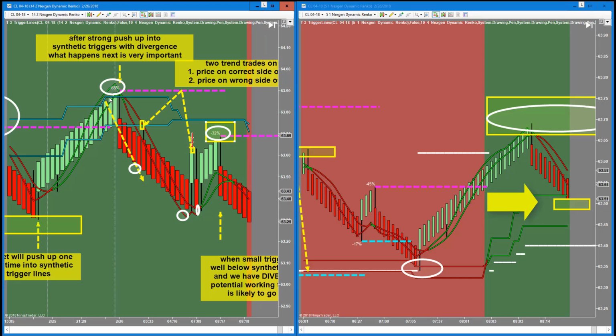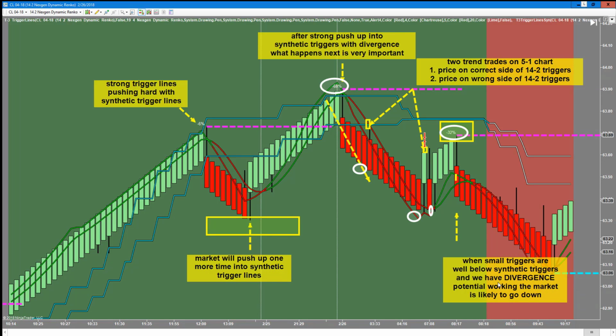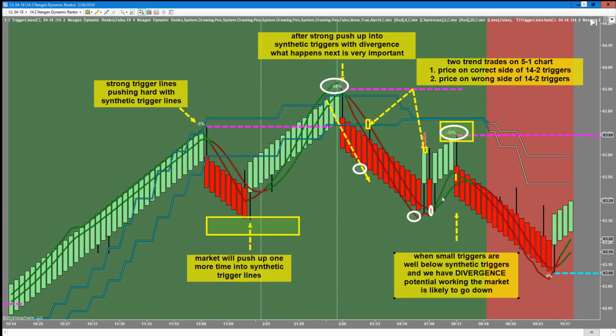So it's imperative to, number one, pay attention to your 14-2 chart, obviously. And the rules are the same regardless of the time frame chart you trade. So if you have divergence, you're going to make a retracement. If the triggers are still up, you're going to make another push. If during the push you have divergence and the market fails, you usually end up with a reversal to the downside. Now, short-term triggers go up, but location of the trigger lines relative to your synthetic triggers tells us what? That the probability is that the market's going to go down.